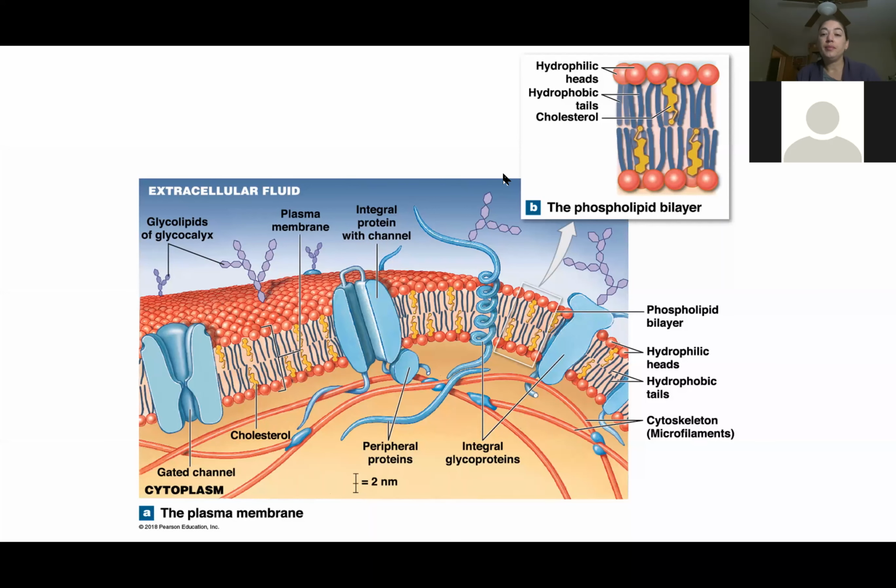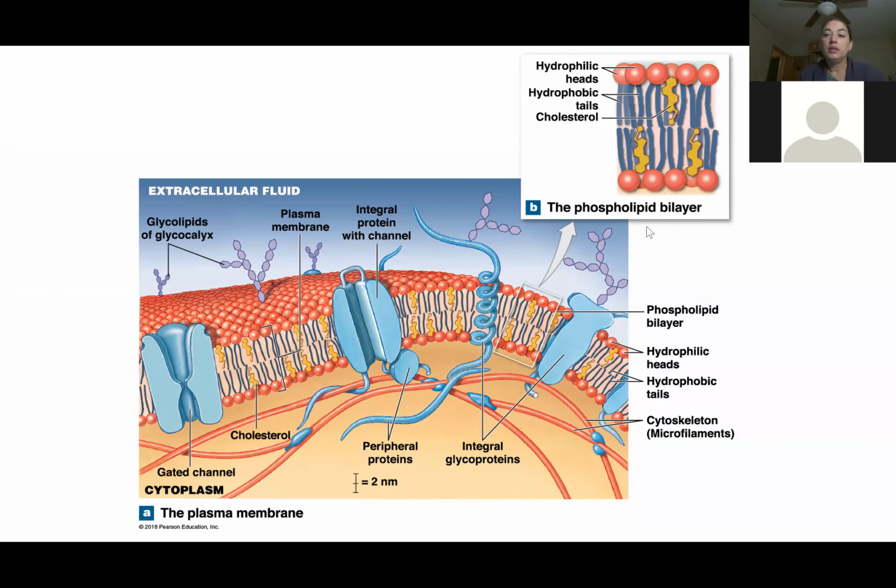All right, back to the phospholipid bilayer. So I was saying how important it is for you to understand its structure and its function in the cell. So we're going to talk some more about it. And so these details you will need to know.